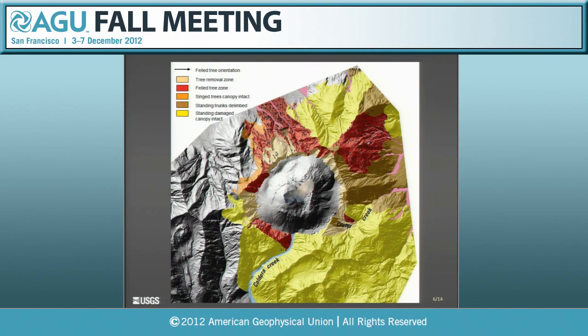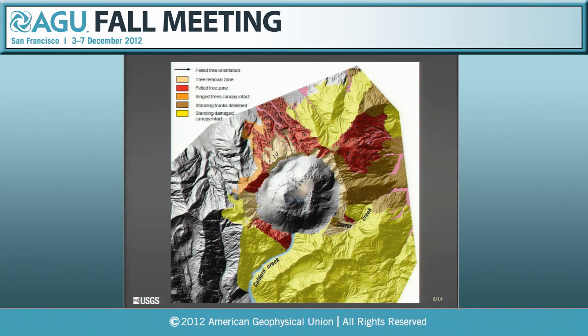This is a map of some of the vegetation damage draped onto a DEM. I want to call your attention to the fact that to the north, these vectors are showing tree orientation of the felled tree zone. And over here, the PDC really tends to follow the topography. It's guided by topography quite a bit. Most of the orientations are downhill. You can see that there's some dynamic crossing over, so there's convergence and divergence in the patterns. But generally, these are mostly downhill.